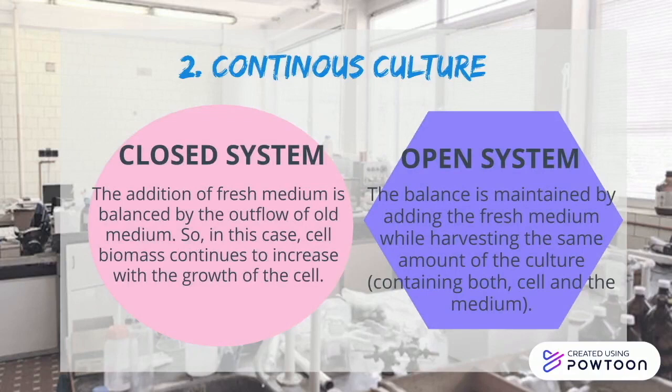Closed system is where the addition of fresh medium is balanced by the outflow of old medium. So in this case, cell biomass continues to increase with the growth of the cell. For the open system, the balance is maintained by adding the fresh medium while harvesting the same amount of the culture, containing both cell and the medium.